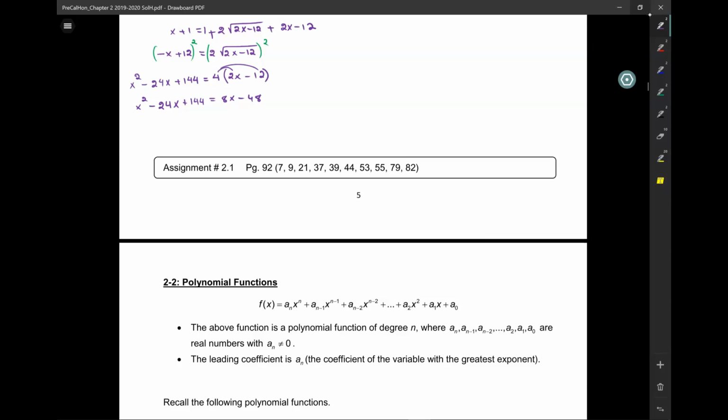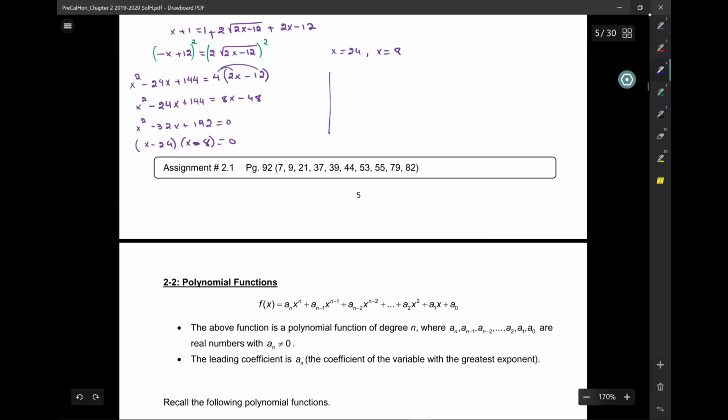Bring everything to the same side. We're done with the roots. I get x squared minus 32x plus 192 equal to 0. Okay, and here's the thing. You have to factor out like the 192 such that it adds to 32. It's 24 and 8. Yeah. So x equals 24, x equals 8.